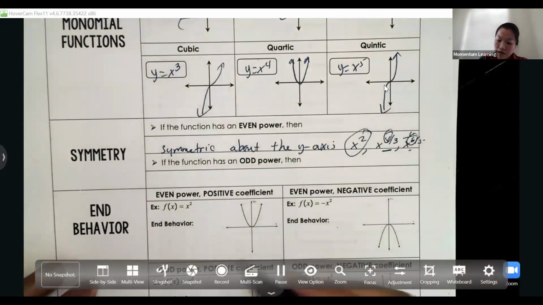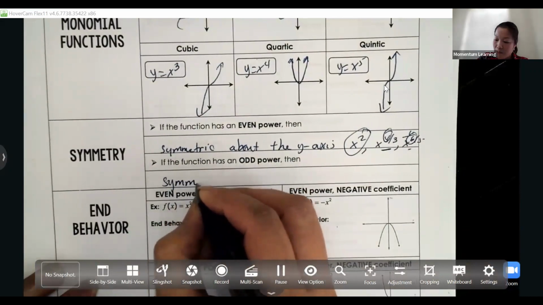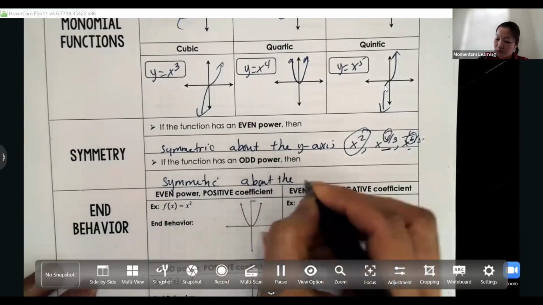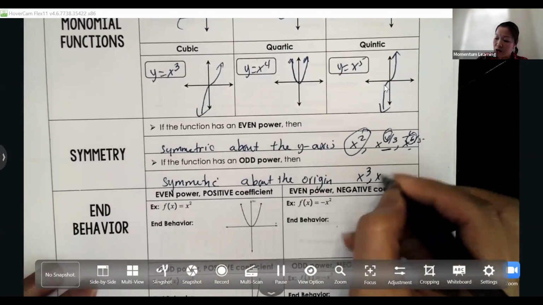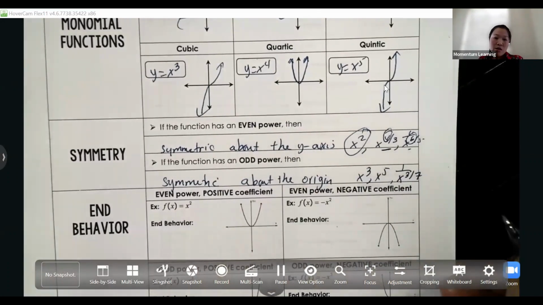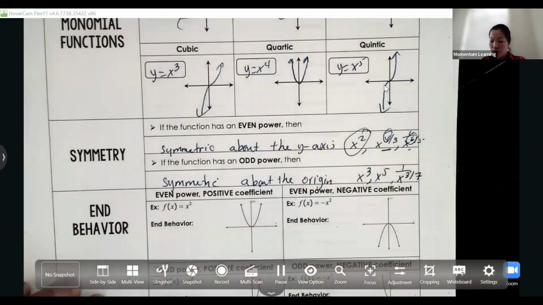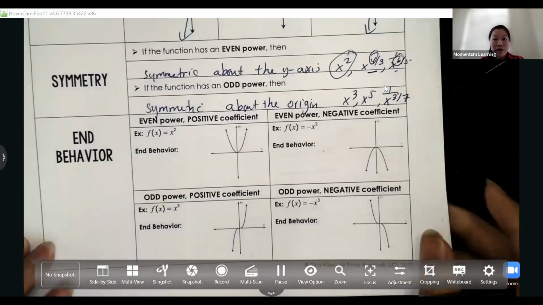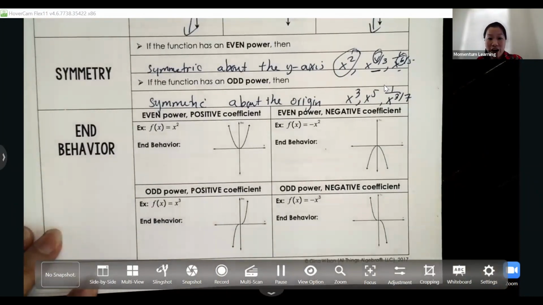Odd power is when it's symmetrical about the origin. Now, what's symmetric about the origin? So x to the power 3, x to the power 5, 1 over x to the power 3, 7, they're all odd functions. And we'll talk more as we move on to our lessons, and we'll show you how to graph them, how to distinguish them, and list out all the characteristics of that.